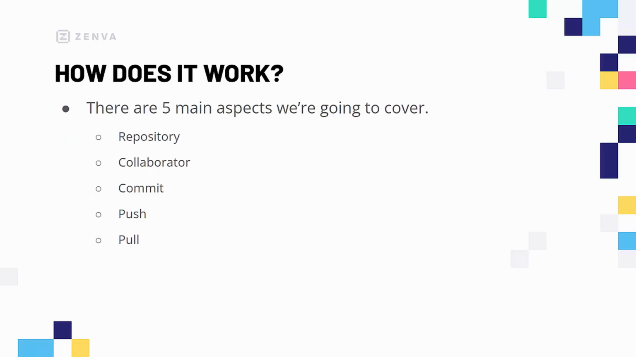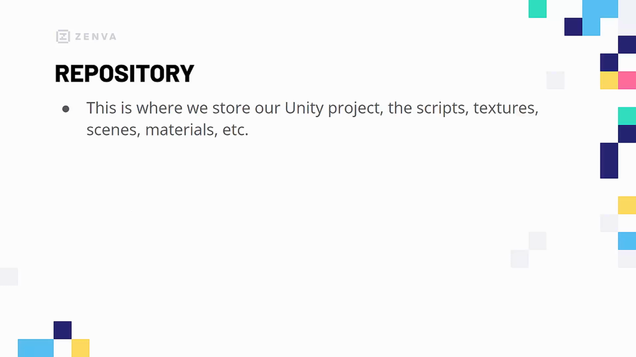Now, how does it all work? Well, there are 5 main aspects that we are going to cover. They are repository, collaborator, commit, push, and pull. Now, let's look at each of these and see what they are and how they actually help build up this version control system. So, first one is repository.